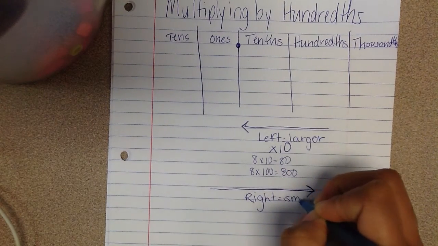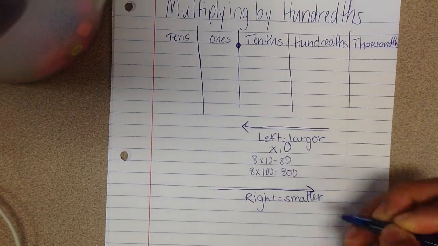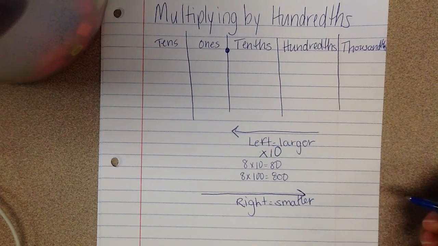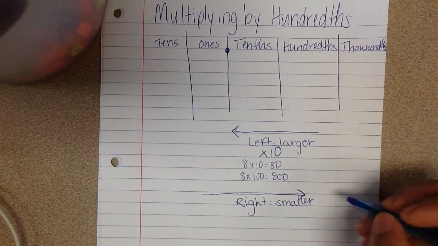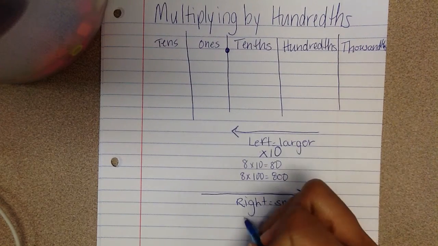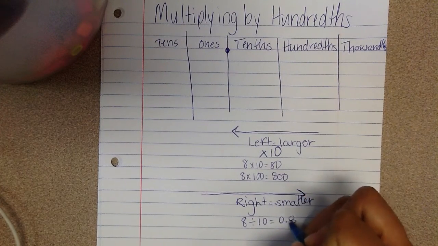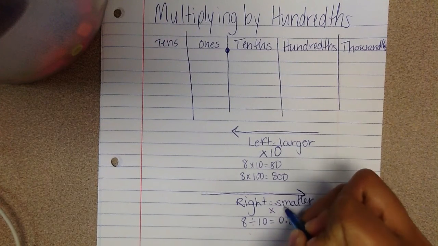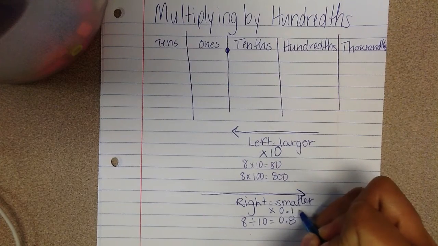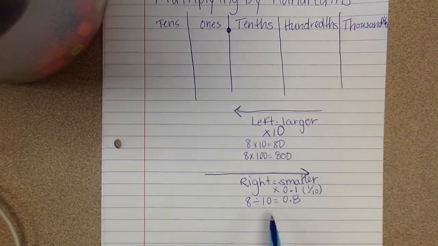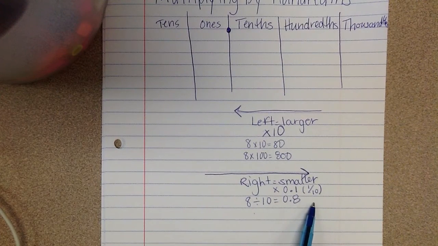my values get smaller. Okay, if my values get smaller when I move right on my place value chart, that means I'm almost dividing by 10, or I'm multiplying by 1/10. Remember we talked about this as a fraction earlier. I'm multiplying by 1/10, same thing as dividing by 10.